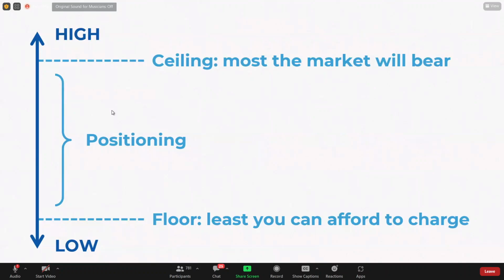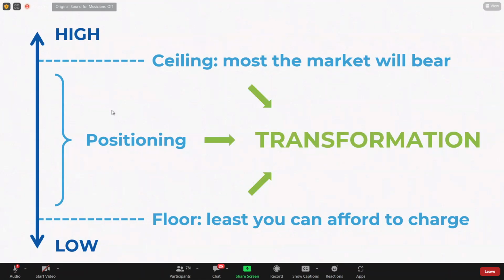And all 3 of these pieces, the floor, the positioning, and the ceiling, are informed by the transformation that you help people deliver. Now, some of you might feel an instinct to go super low, right? Maybe because you're serving a customer base that stereotypically doesn't like to spend money. But there are people who will pay a premium that is appropriate to the transformation you're offering in every market. Not all the people, but there are some of those people and enough to support a great business, as long as the value you offer justifies it.